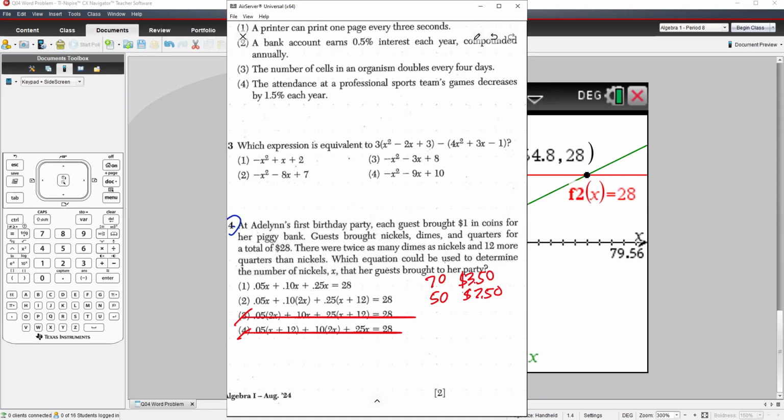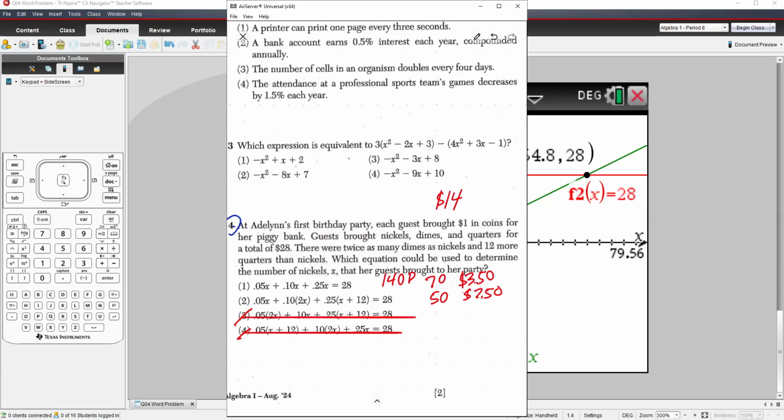But now I can take it all the way home. It says that there were twice as many dimes as nickels. So if I had 70 nickels, that means I have 140 dimes, which would be $14. So 14 plus 3.50, that's going to be 17.50. Now let's do the last part.